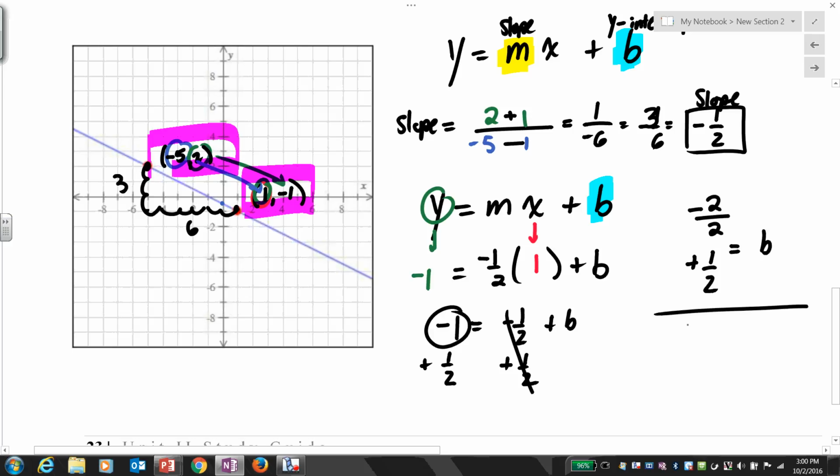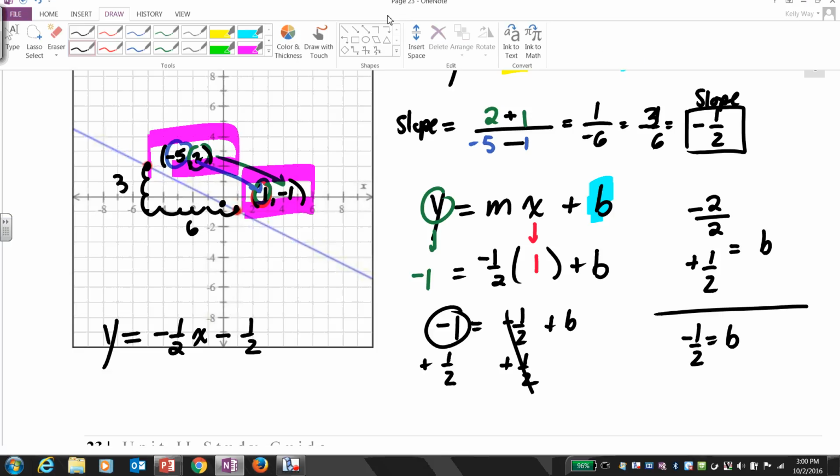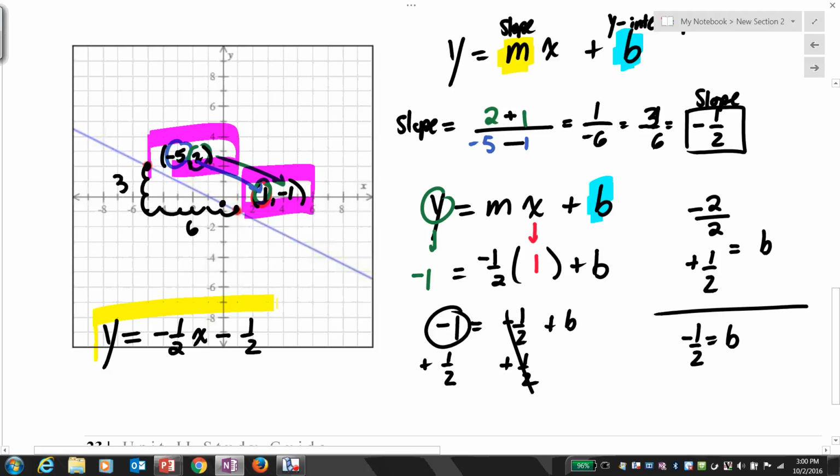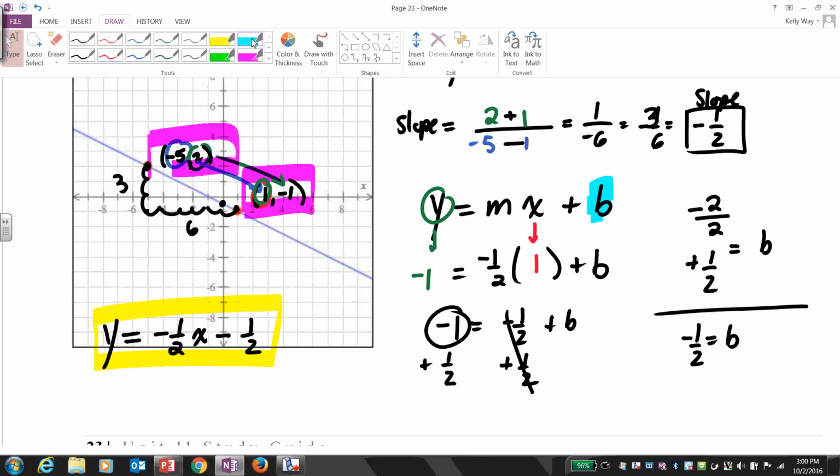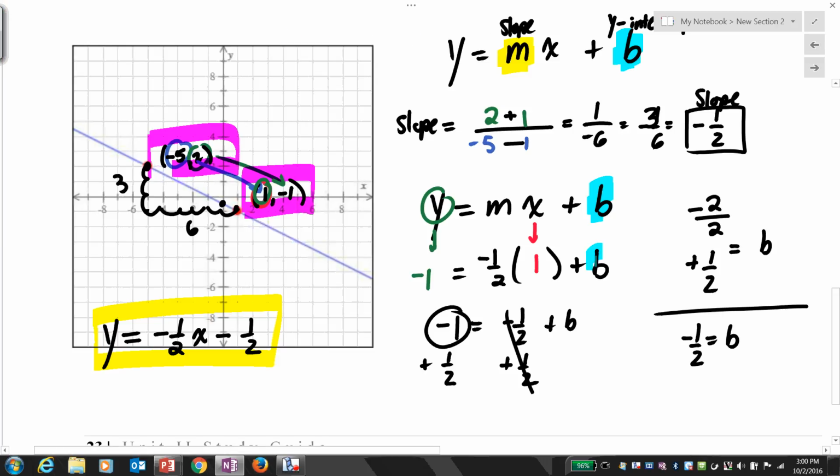This ends up being negative 1/2, which looks about correct. Always visually check it. Equals b. So it's y equals, the equation of this line is negative 1/2 x minus 1/2. And that is the equation of that line. So to recap, we first found the slope, and then we worked on finding the y-intercept.